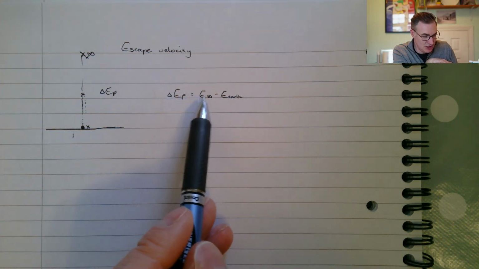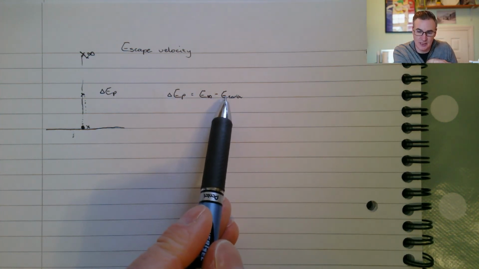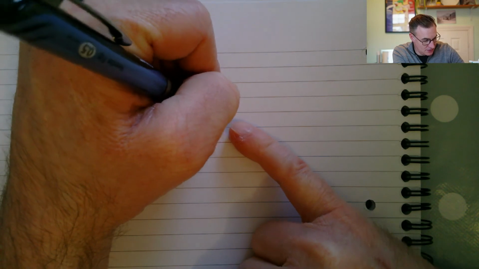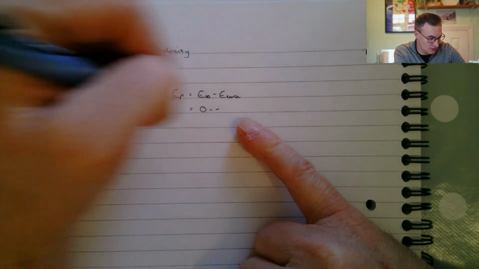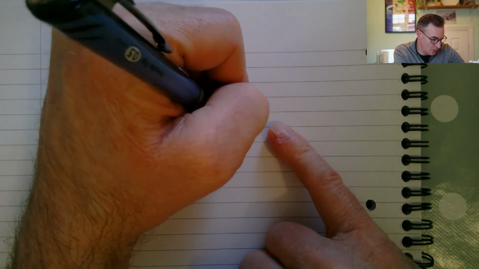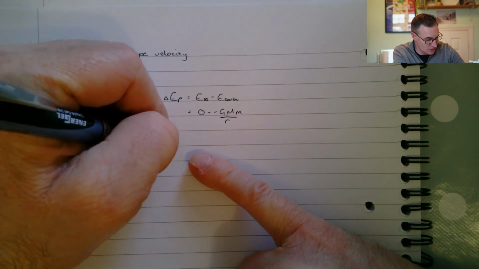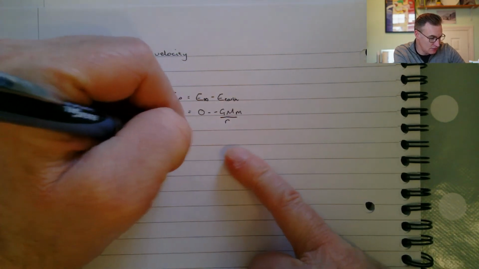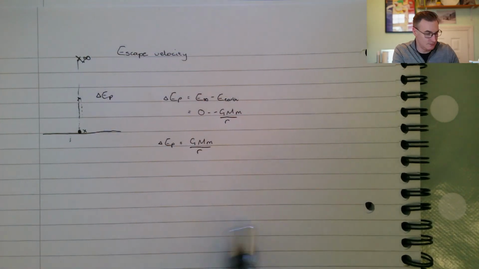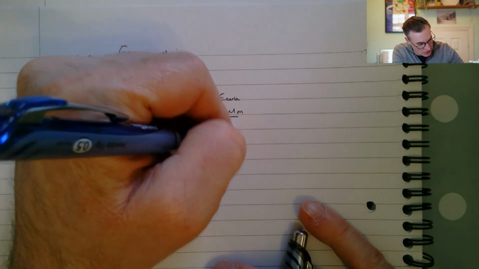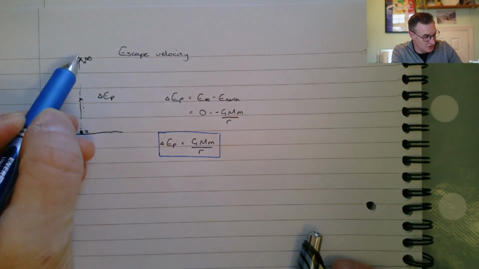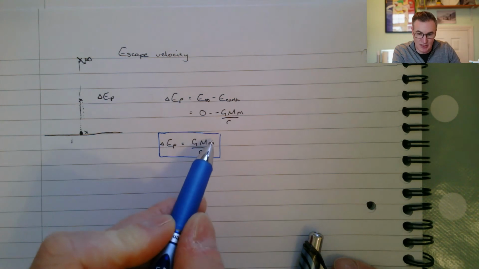So the change in EP is going to be the energy at infinity minus the energy when it was on Earth. Now we know that EP at infinity is going to be 0, and the energy on Earth is minus GMm over R. This gives us that the change in EP must be GMm over R. So that's the first thing.